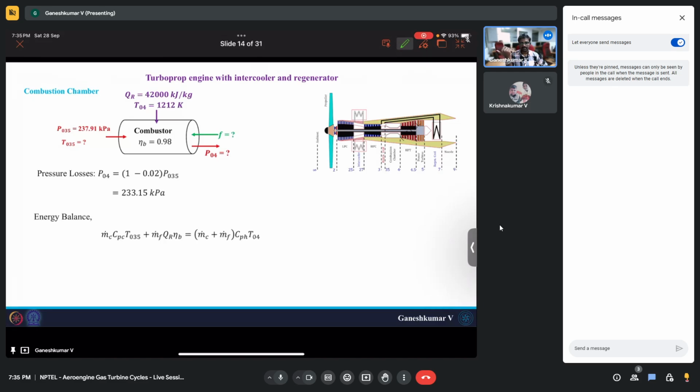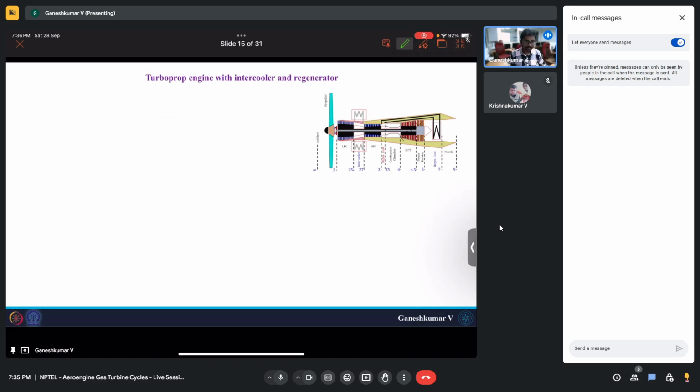For that, we will do an energy balance, which we all know. If you rearrange this equation, you will end up with the fuel air ratio being CPH T04 minus CPC T035 over eta B QR minus CPH T04. Now T04 is the turbine entry temperature, which is given in the question. QR, eta B, CPC and CPH are given. Only T035 is unknown. That is where we started. We went to the power turbine, then to the HPT, then came to the combustion chamber, and again what we don't know is T035. So it has actually made a loop.